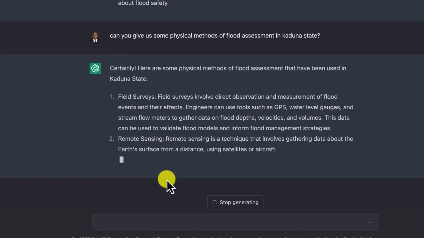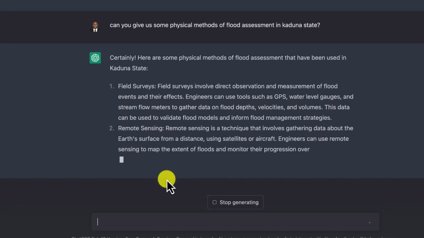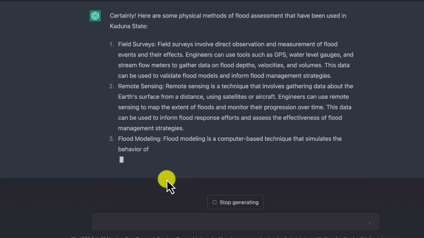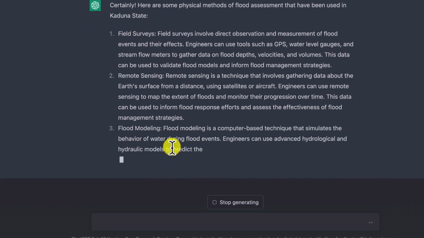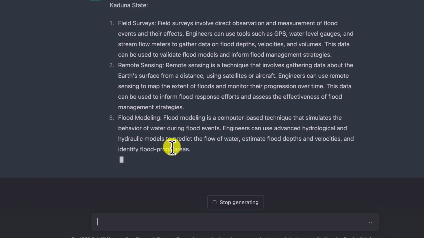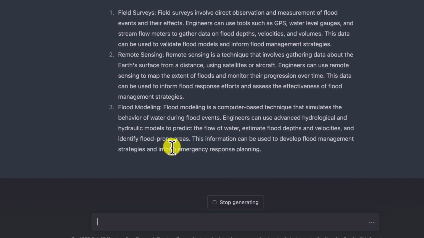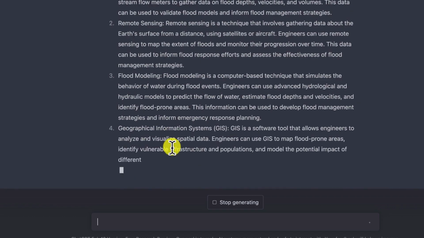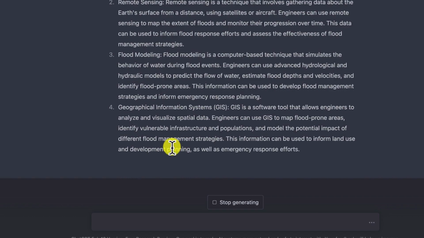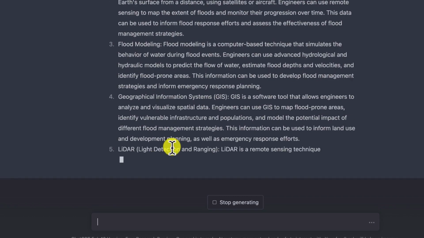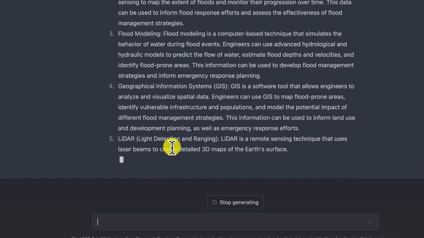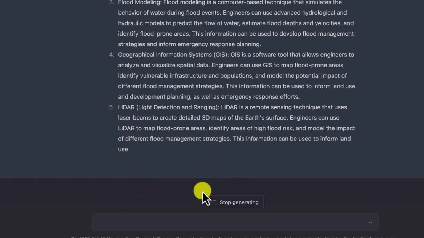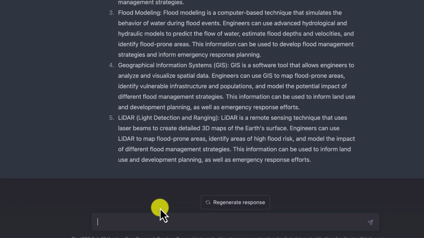Now you can drive it to be very, very more specific, and you know how to channel it and then what I want to cover, so you don't reinvent the wheel like I said earlier. So you can have flood modeling. Flood modeling is a computer technique that simulates this. So engineers can use this method to carry out some of these key things. So you can see it is giving you more details about the physical methods that have been used. LiDAR, light detection and ranging methods have also been covered. Geographical information system, GIS have also been used, so you can also use it.